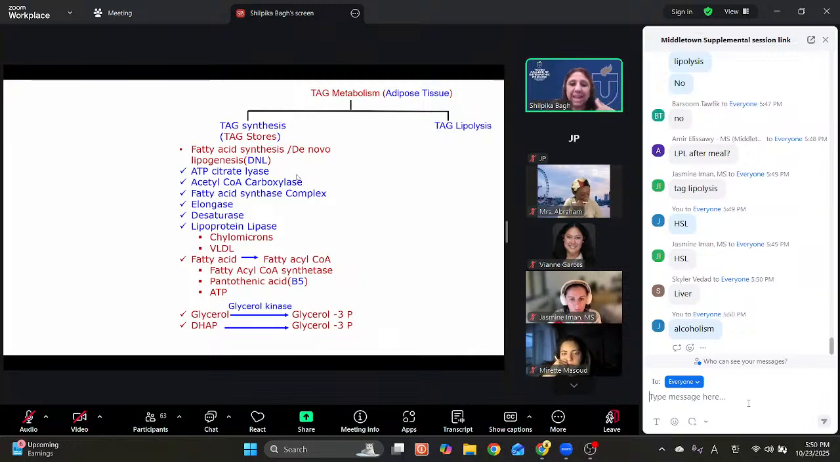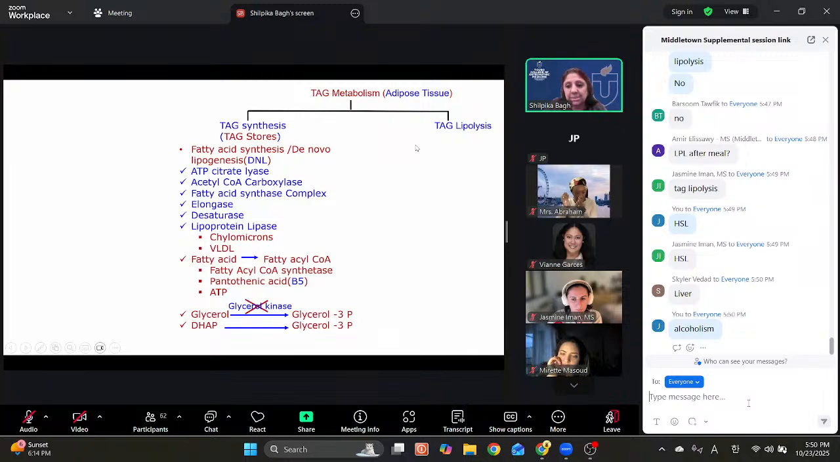So do you know TAG stores now? Do you need to eat carbs to form fatty acid and then TAG? Are you aware of TAG synthesis now? Yes or no? For TAG synthesis, you first have to do de novo lipogenesis, then you do TAG stores. Where do you compare and contrast TAG? Liver versus adipose. So do you identify that correctly?